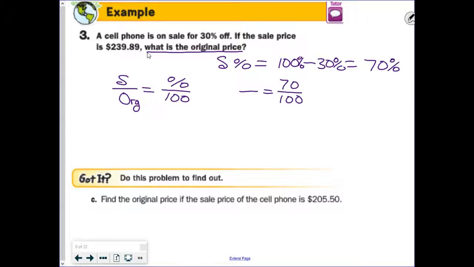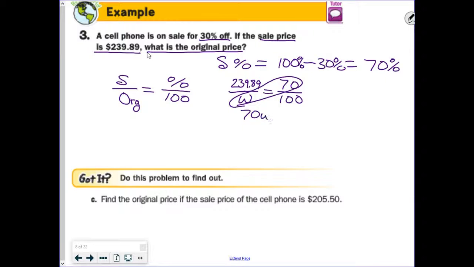Now, it says the sale price is $239.89. So the sale price goes on top. So 239.89 will go on top of my proportion on the left-hand side. And on the bottom, we're just going to continue to use W because the original price is the whole amount and we can't use an O. So we will use W for that. Now we can solve this proportion by cross multiplying and setting up an equation.